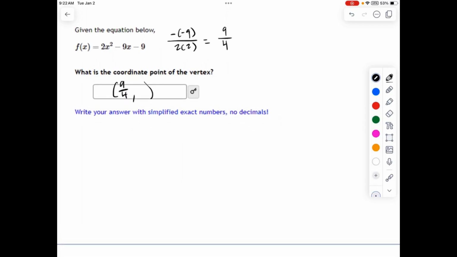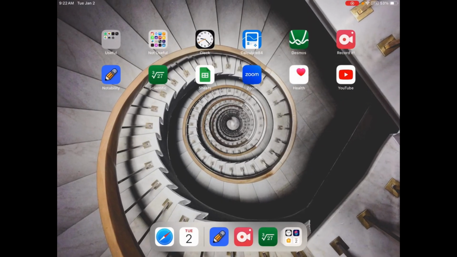So here's your x value. Plug in x. We have 2 times (9/4) squared minus 9 times 9/4 minus 9. Now, if fraction arithmetic isn't your strong suit, that's okay. It's not the end of the world. I would just go to a calculator.